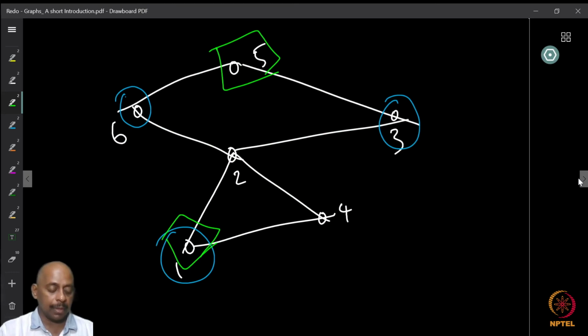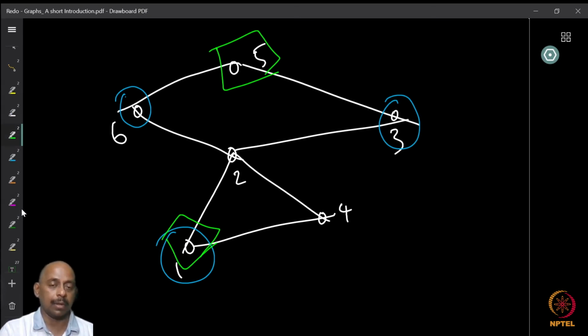Now, in this, I can look at another subgraph. For example, our independent set was a subgraph. There is no edge, but it is a subgraph. The edge set is the empty set, which is a subset of the edge set anyway.